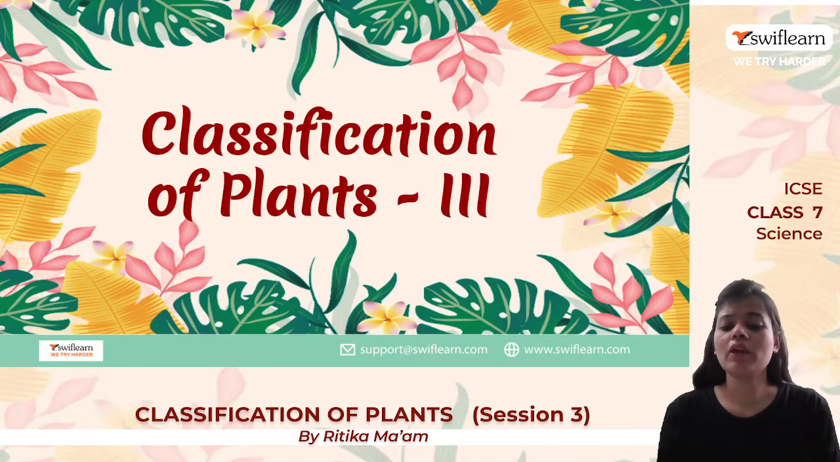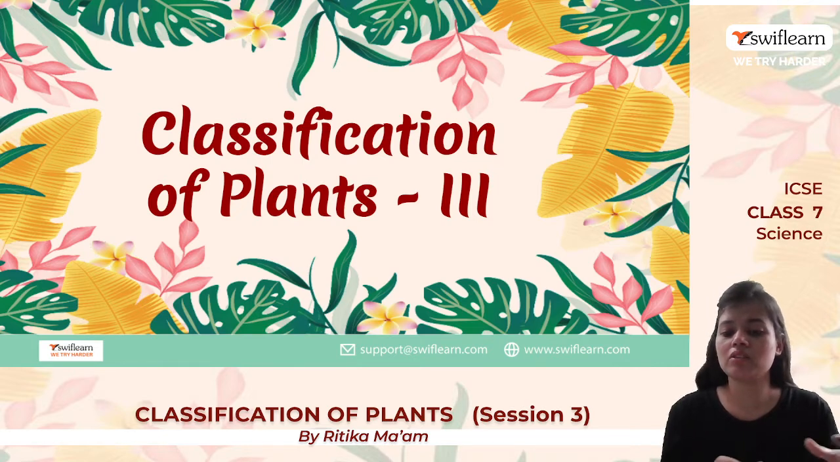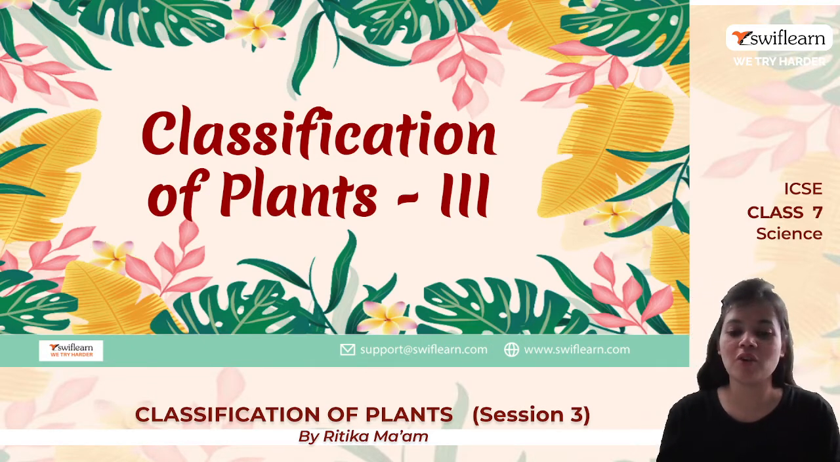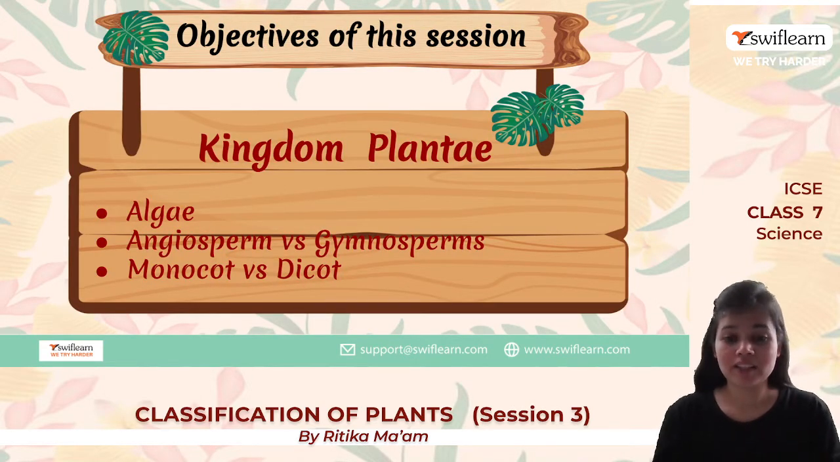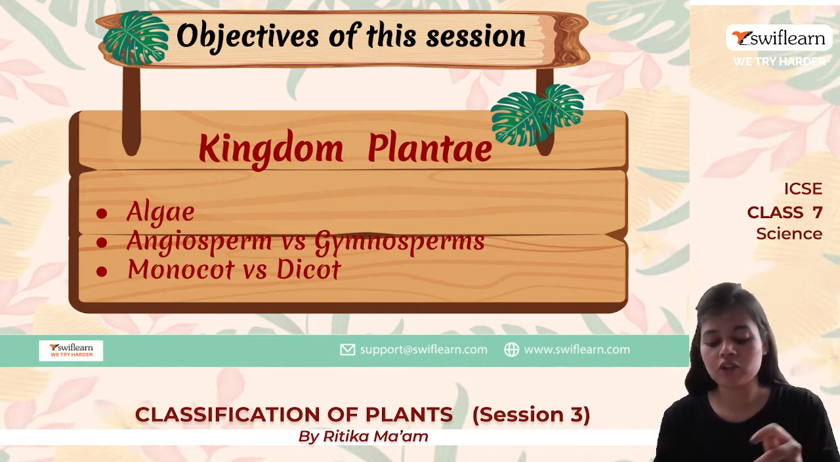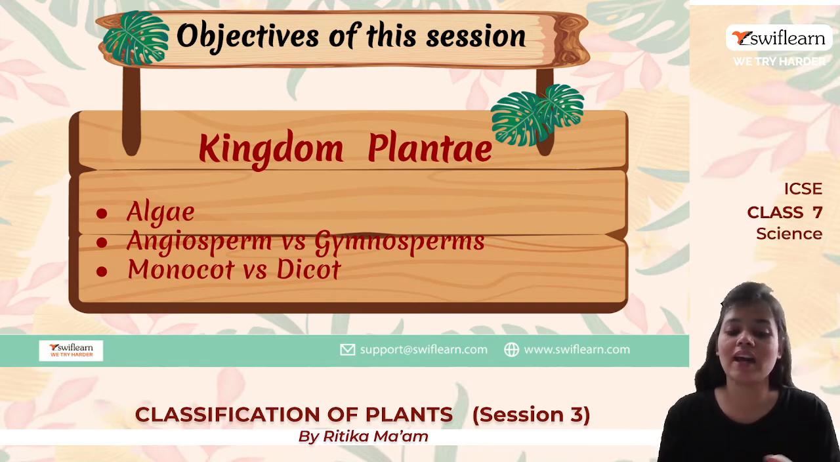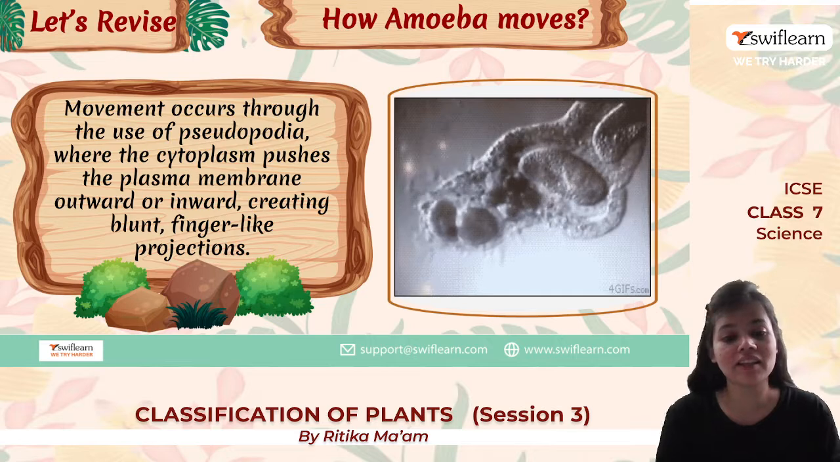Okay, so we were studying about classification, and we learned about many things in our first two sessions. Now it is time to learn a bit more, and that is why we are switching on to session number 3. So what are the things that we are going to cover in today's chapter? It is kingdom Plantae, right? So today we are going to focus on Algae, Angiosperms, Gymnosperms, Monocot and Dicot. These are the things that we are going to cover, but let us revise a bit about whatever we studied in our last class.